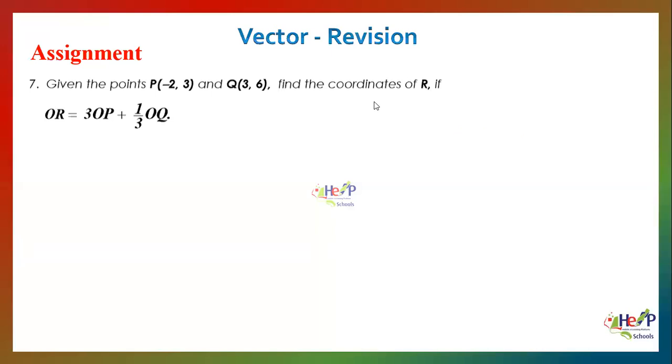So number 7 is here. Someone had requested that we look at number 7, PQ. They want you to find the R such that R is OP, then OQ. I don't think this is having anything we need to look at that much.